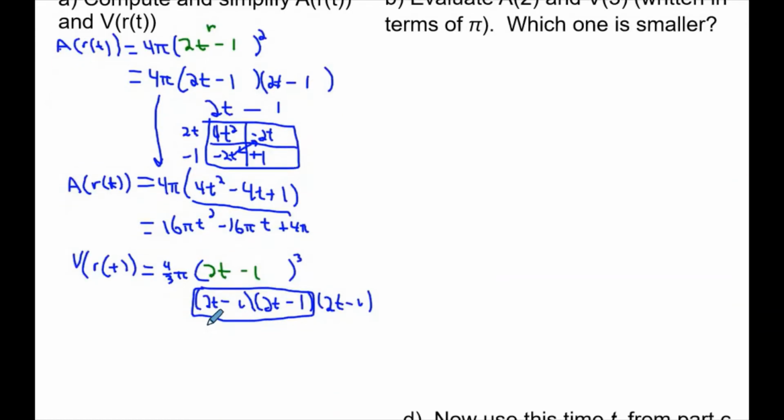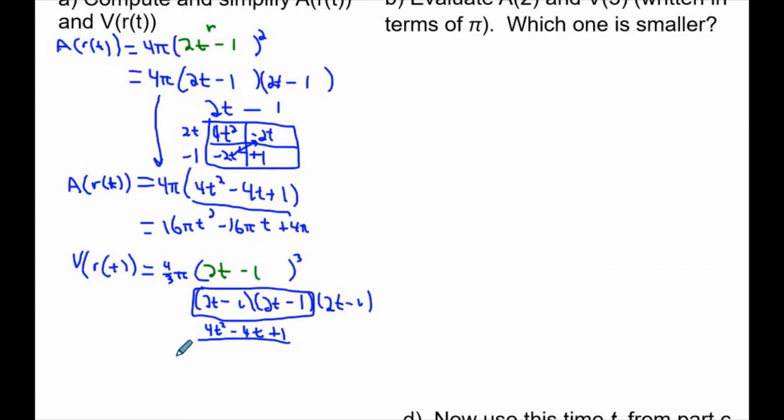We already know what this is, because that is right here. So we already know that. That would be 4t squared minus 4t, and then plus 1. Again, the same thing we had right here. And then I'm just going to box that up, because that is what that equals.